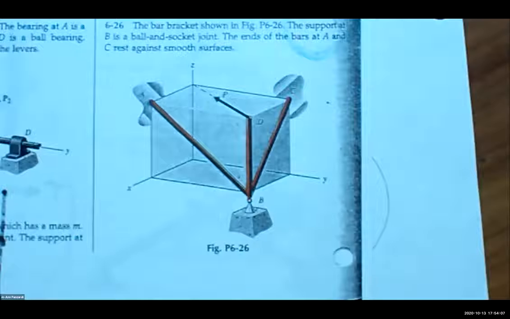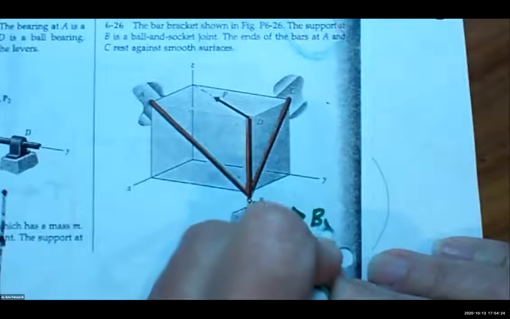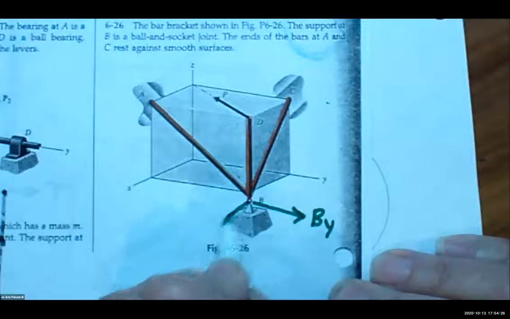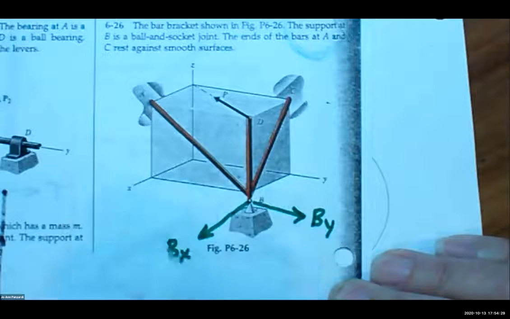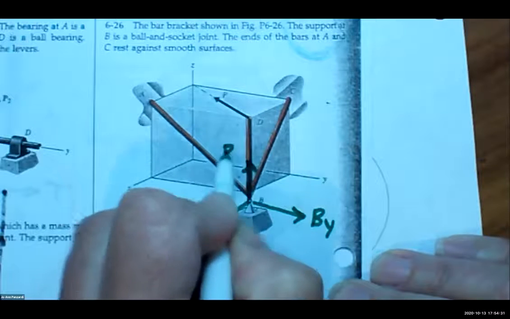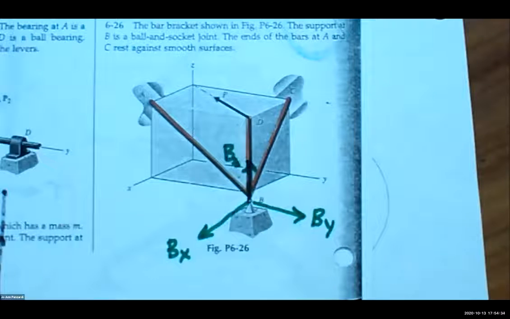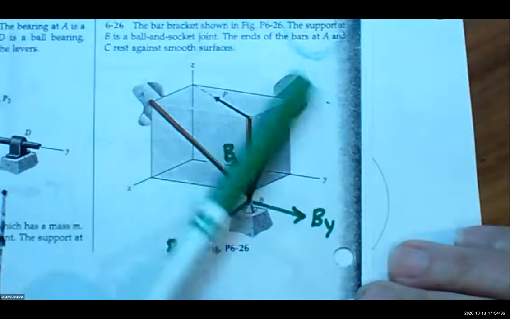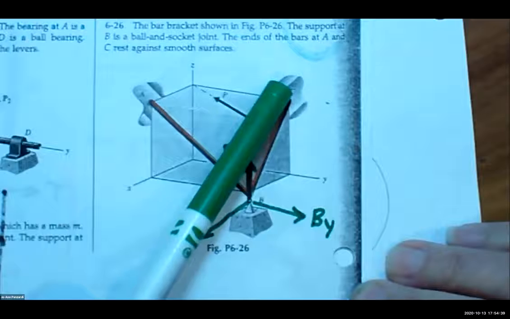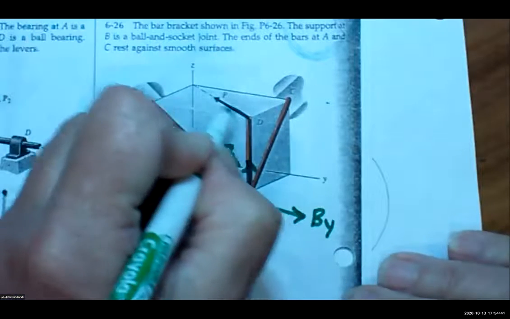Okay, so what do we want to draw at B? It's a ball and socket joint, like your arm. We need a force in the X, Y, and Z direction. Excellent. And remember, I'm drawing them parallel to the axes. Here's BY, here's BX, and here is BZ. Good. And then Peter, it says that it's also the end of A and C. Oh, and we have to draw P, right? Because P is an external force there.